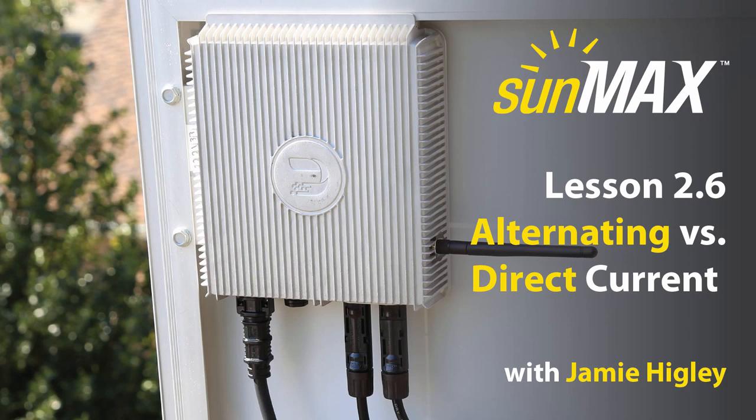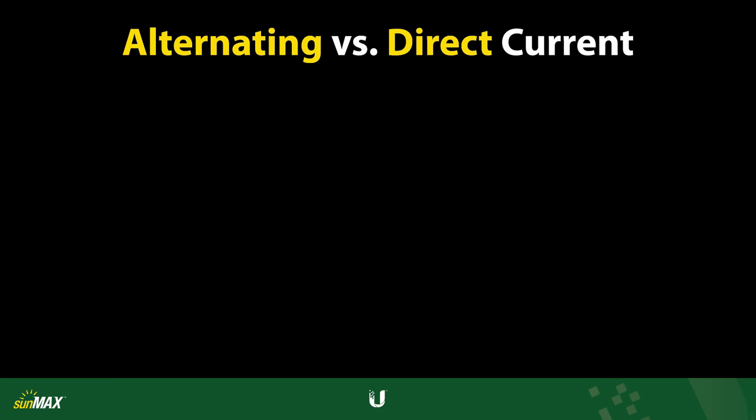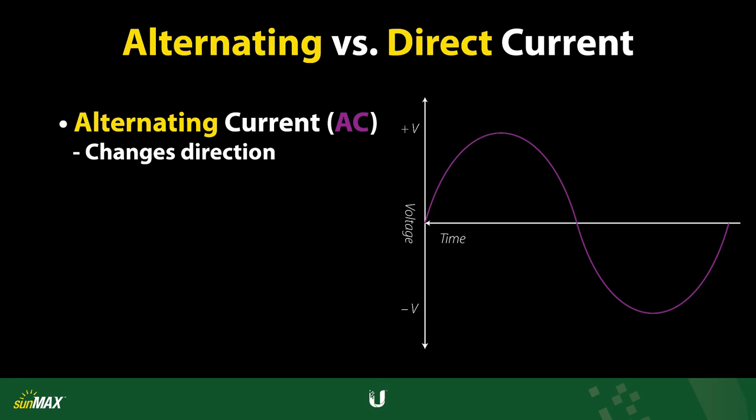Lesson 2.6: Alternating versus direct current. Since electricity was first studied, two types of current have existed: alternating and direct. With alternating current, the flow of charge periodically changes direction. AC operates at 50 or 60 Hz, meaning current alternates direction 50 or 60 times per second.